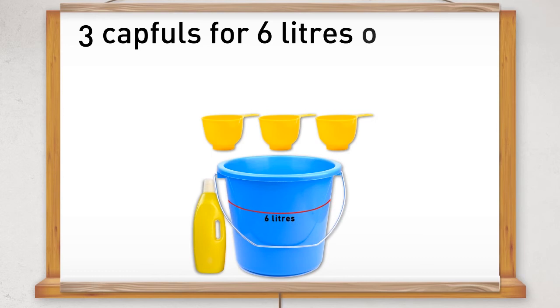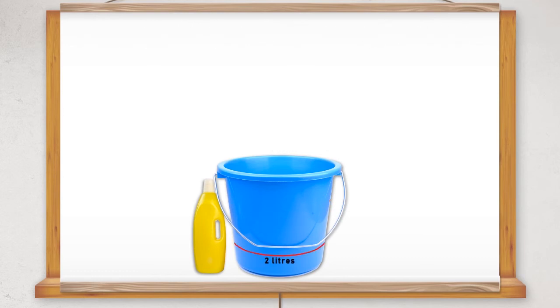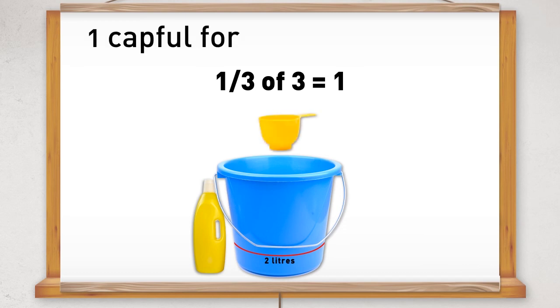Another example of using direct proportions is if you have instructions on a bottle of floor cleaner. The instructions say pour 3 capfuls into a bucket with 6 litres of water. Suppose you only wanted to use 2 litres of water. That is 1/3 of the amount of water on the instructions, so you need 1/3 of the amount of floor cleaner on the instructions. 1/3 of 3 is 1, so you only need 1 capful of floor cleaner.